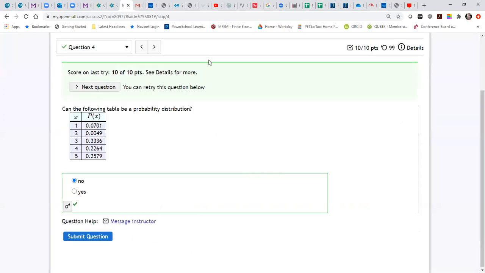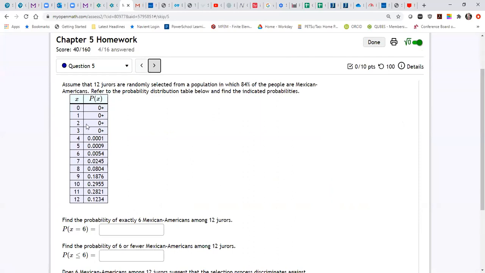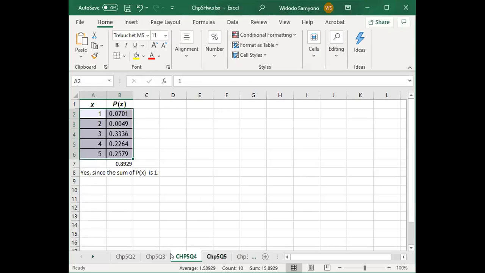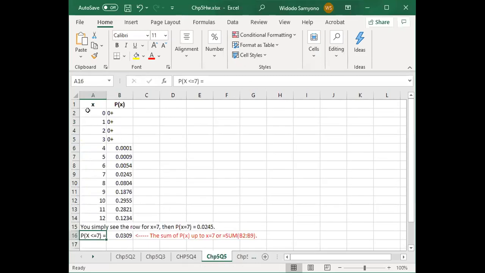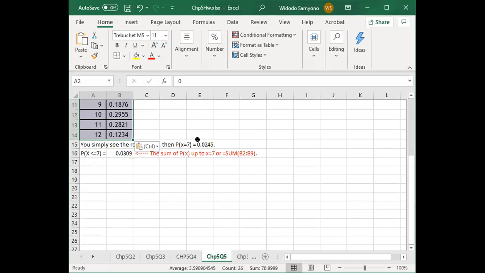And question number 5. Same thing. You can copy this and paste it into the Excel for number 5, this one here. Put it here, right click. Yes, this works. Otherwise, you have to copy one by one.